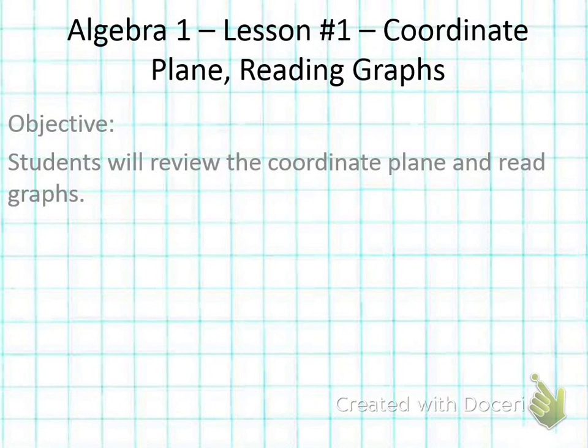Alright, this is our first lesson, lesson number 1 for Algebra 1. We're going to look at the coordinate plane and reading graphs. Our objectives today, students, will be to review the coordinate plane and read graphs, okay? So we're just looking at pictures of graphs and we're going to identify what they are. We should already kind of know what certain things are. And so today what we're going to do is look at these steps.